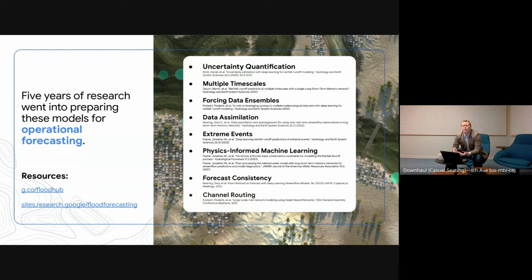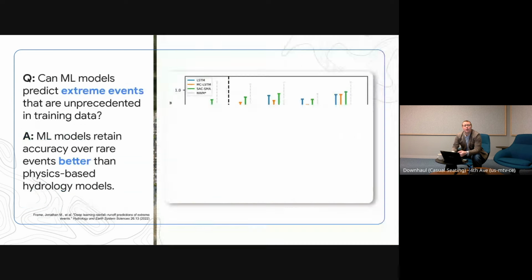Data assimilation means taking real-time data and plugging it into the model in real time. So some places collect streamflow data in real time, and they're able to get us that streamflow data in a timely manner. And the question is how to use that data in a model as we're making predictions. That's called data assimilation. And then we looked at physics-informed machine learning and some other things. I'm going to take you through just a couple of the more interesting aspects of refining these models here, and then we'll talk a little bit about physics-informed machine learning at the end.